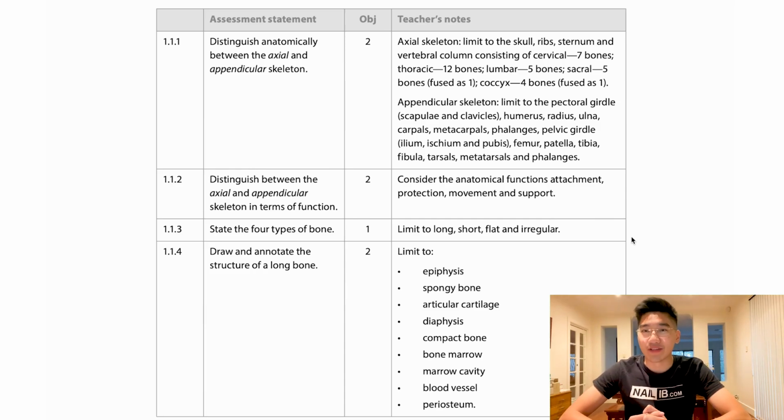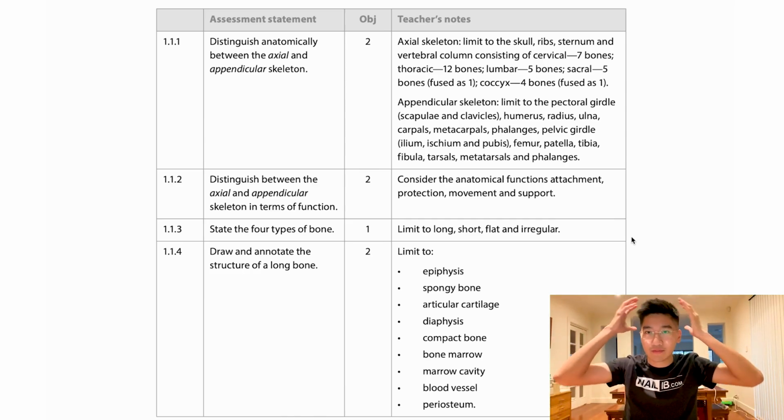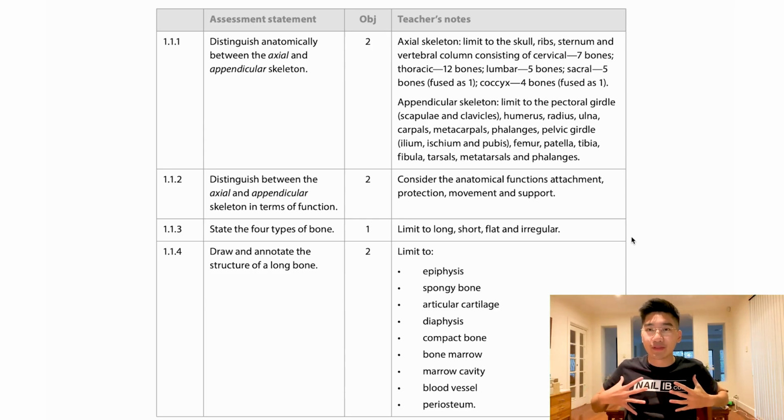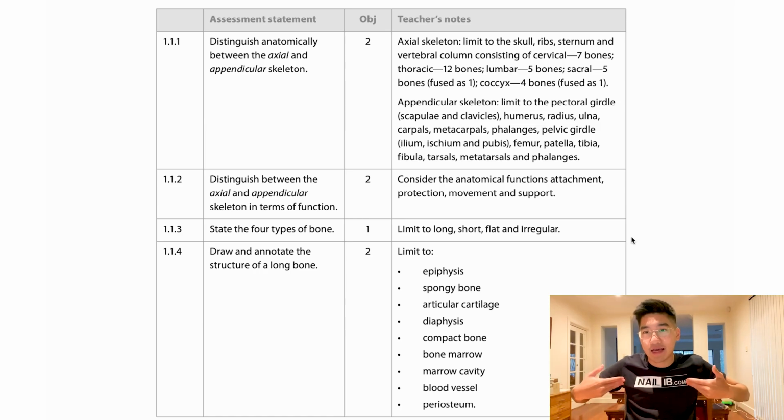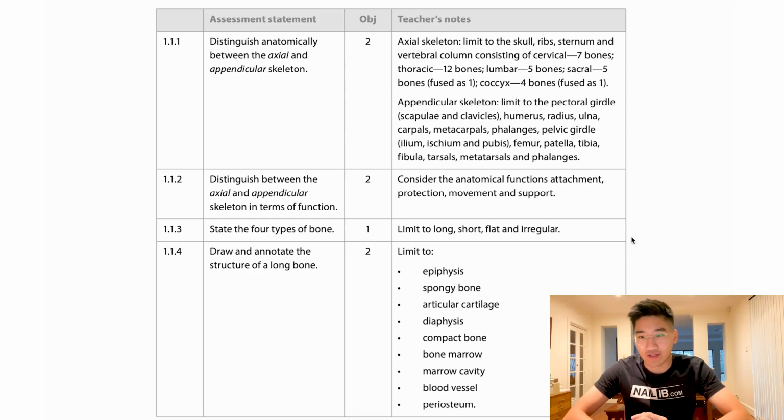So in our previous video, we looked at the axial and appendicular skeletons in terms of anatomy. And what we found about the axial skeleton was that it includes components such as the skull, the sternum, the ribs, and the vertebral column. The appendicular skeleton included everything else from our shoulders, our arms, our hips, as well as our legs. And so in this video, we're more interested in looking at the different functions of these two.